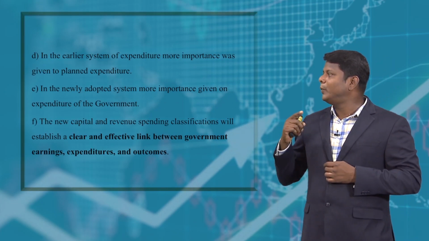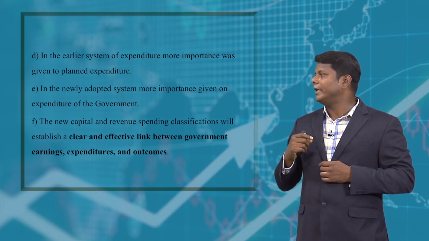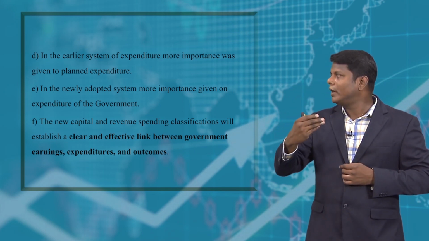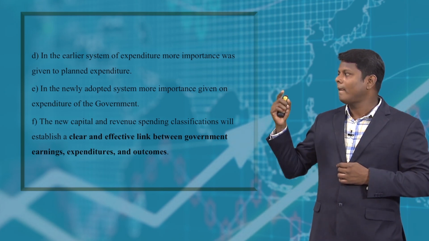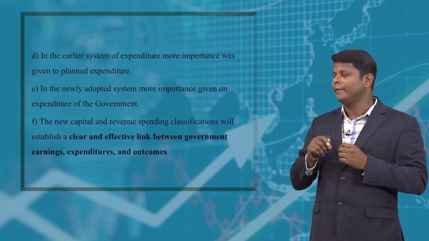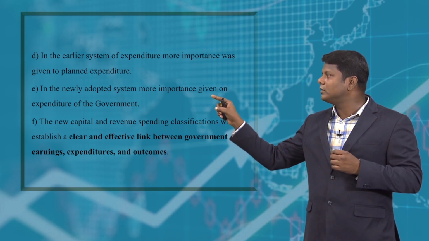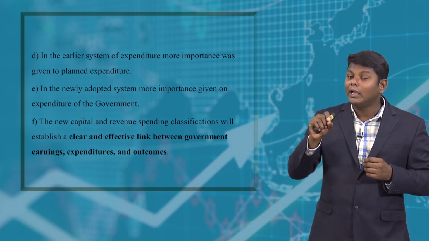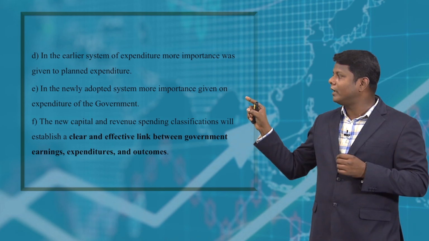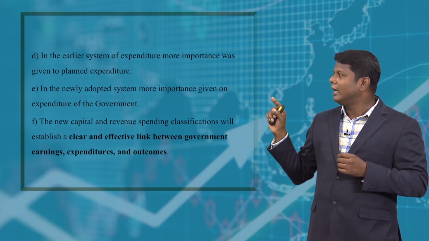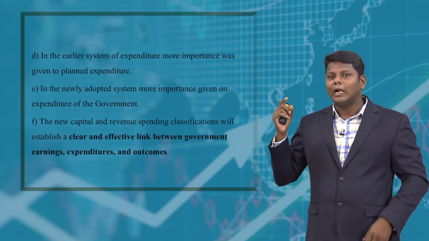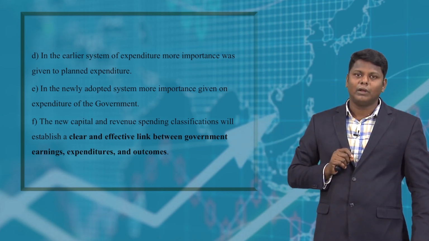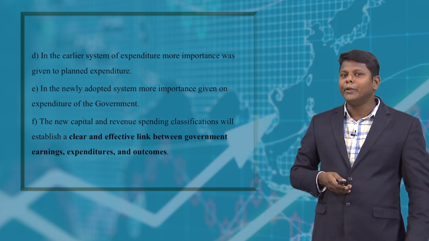In the earlier system, before 2016, more importance was given to planned expenditure, which means what is mentioned in the 5-year plan. In the newly adopted system, more importance is given to the expenditure of the government. The new capital and revenue spending classification will establish a clear and effective link between government expenditure and government outcomes. Now it is linked. All this will be linked as per the new classification.